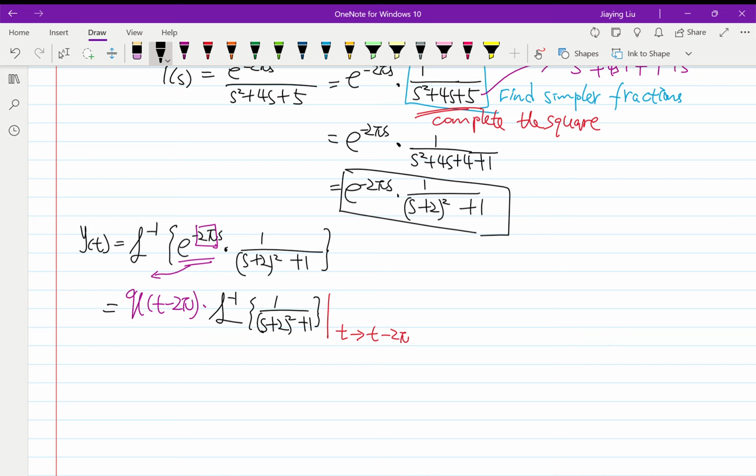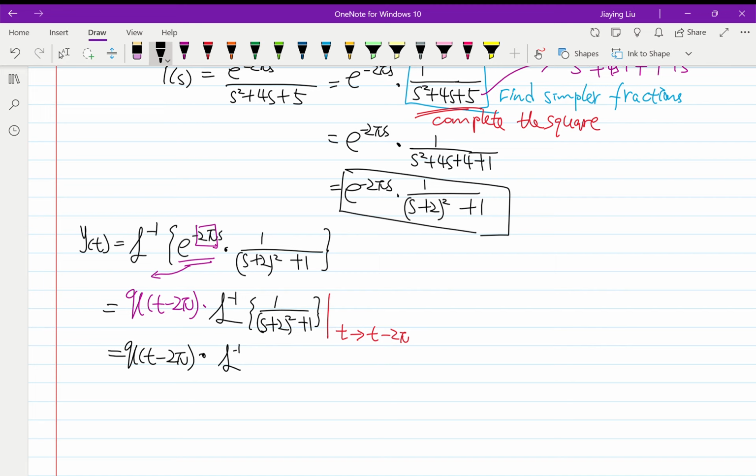So every time you have an e to the negative ax times something in an inverse Laplace transform, that becomes a Heaviside function. And this is the inverse t translation. Okay, so let's just leave this for now because we don't need to do anything with this part. What about this inverse Laplace transform? This part has an s plus 2 squared. So this is where we can replace s plus 2 with the new s. That will be using the inverse s translation. So the s plus 2 will become a new s.